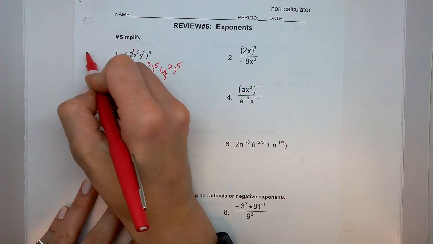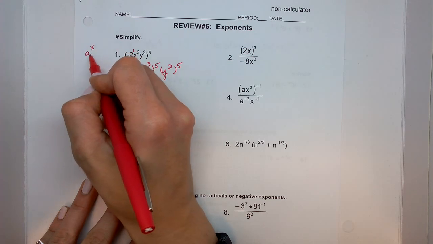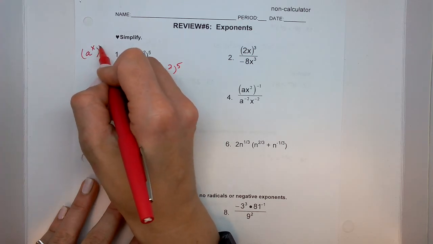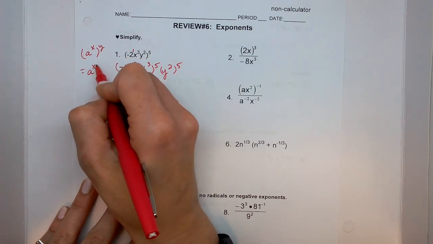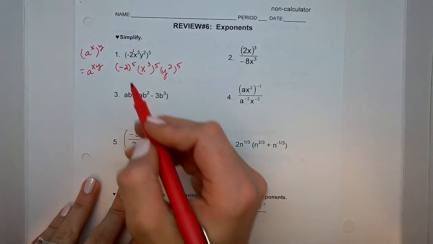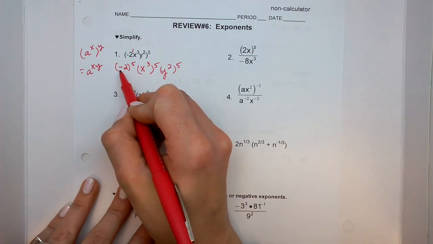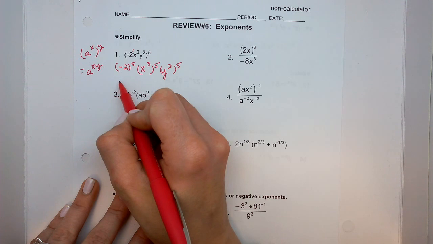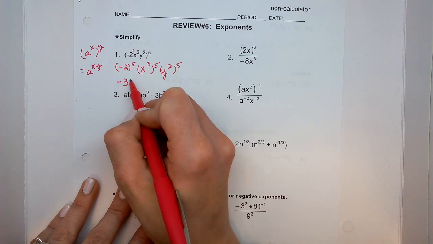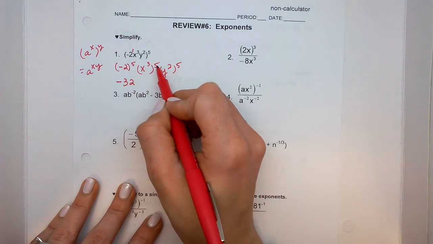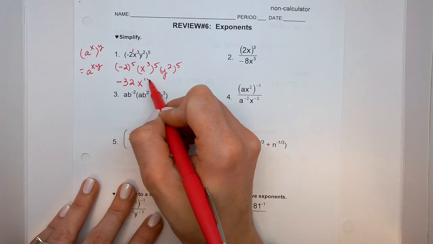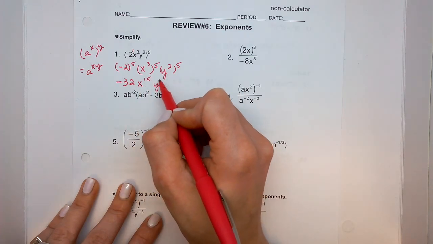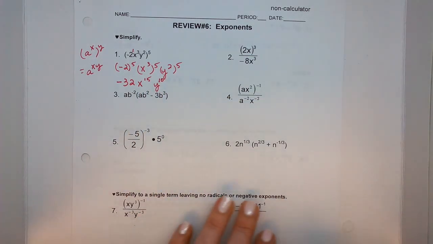Now if you'll remember your rule, a power raised to a power, you multiply the exponents. Okay, so we have negative 2 to the 5th. Well, negative 2 times itself 5 times is negative 32. x cubed to the 5th is x to the 15th. And y squared to the 5th is y to the 10th.